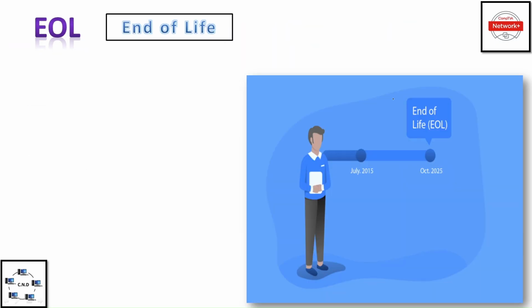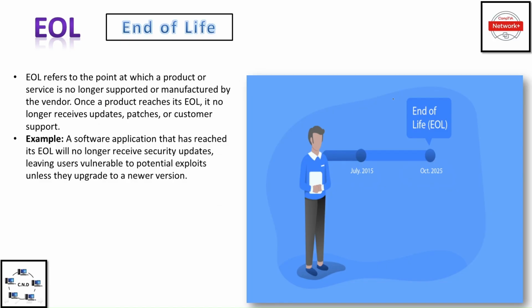EOL, that is end of life. So EOL refers to the point at which a product or service is no longer supported or manufactured by the vendor. Once a product reaches its EOL, it no longer receives updates, patches, or customer support. For example, a software application that has reached its EOL will no longer receive security patches, leaving users vulnerable to potential exploits unless they upgrade to a newer version.